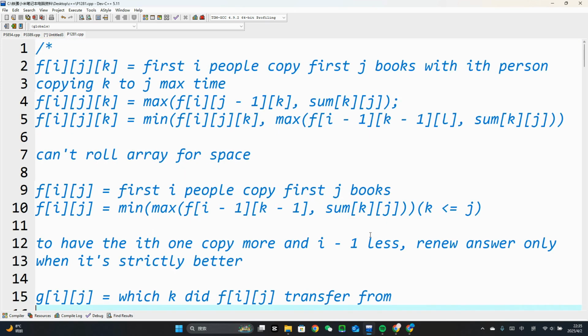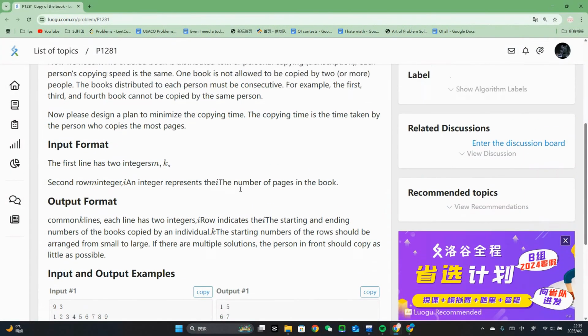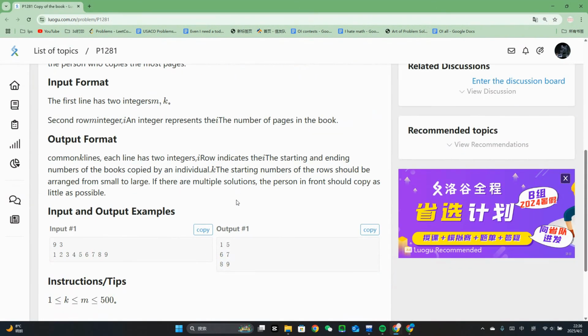And then comes the weird part about this problem. In the problem statement, it is not only that you're trying to minimize the amount of time taken, it is also that if there are multiple possible distributions of books to people, you're trying to make the latecomers copy as many as you can. So the earlier ones, you try to have them copy as few pages as you can, and the later ones as many as you can. So how do we achieve that?